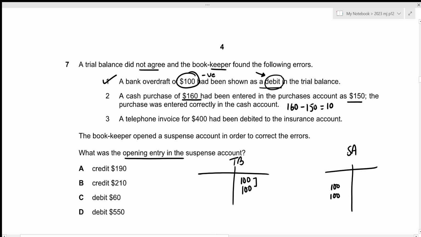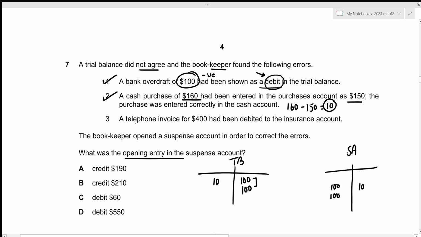Now, in order to rectify this error, we just need to include 10 as purchases. And remember that purchases will be recorded on our debit side because this is an expense. So we just need to record 10 on the trial balance on the debit side, which means that in our suspense account, we need to record 10 on the credit side. Alright, that's for the second one.